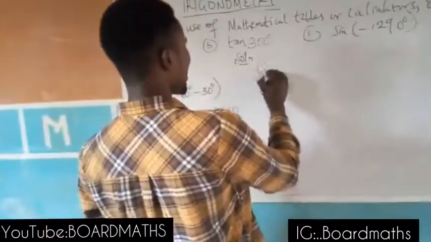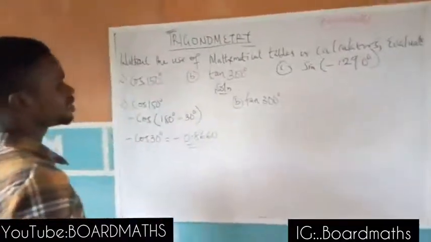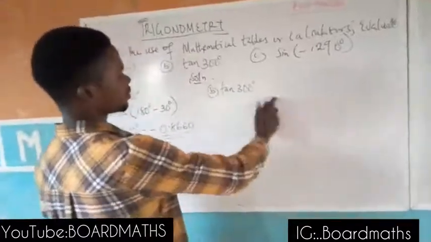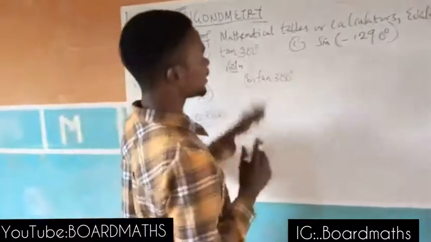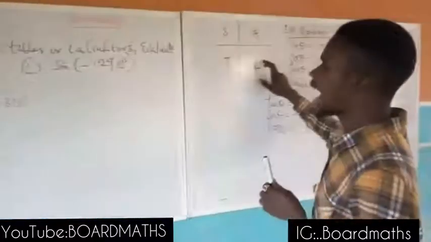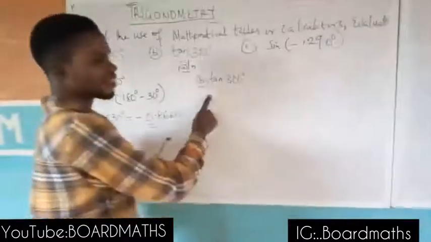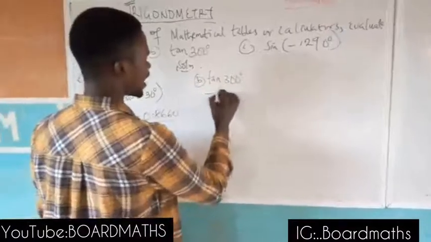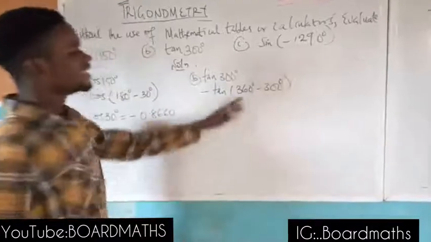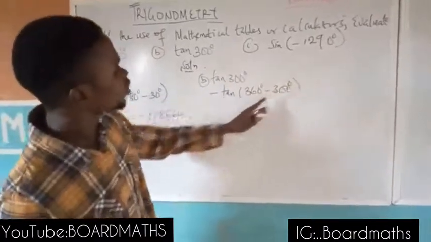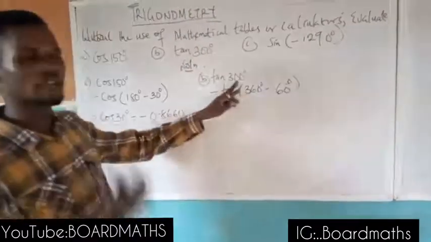And number B, we have tan 300 degrees. So this is tan 300 degrees. So if you are to relate this to 360 degrees, to reduce to acute. So don't forget, 360 degrees is here. And here tan is negative. So negative value should affect here. So we have minus tan of 360 degrees minus 300 degrees. Because 360 degrees minus 300 degrees, sorry, is 60 degrees.